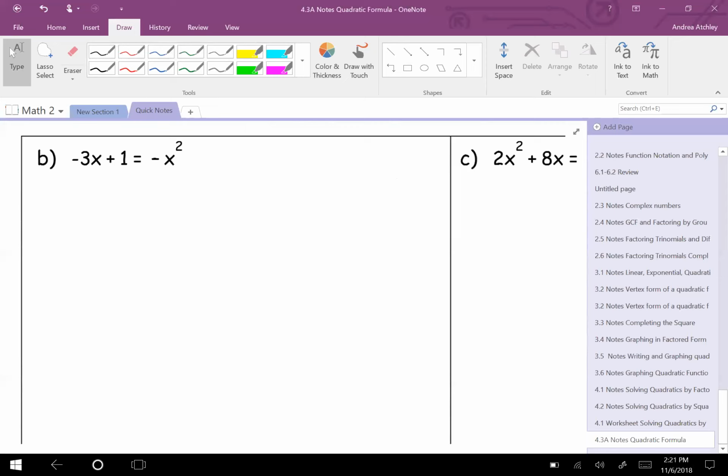Okay, so you need to start again by putting this in standard form. So you have to add the x squared to both sides. This is going to give me x squared minus 3x plus 1 equaling 0. From there we have to identify the a, the b, and the c. So again, the a value is the number in front of the x squared. So the a value is 1.